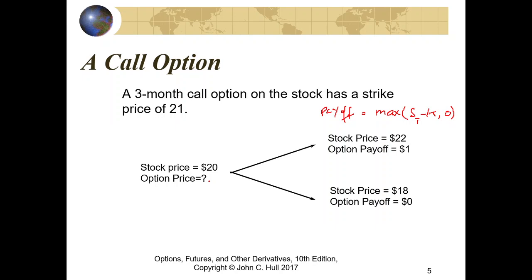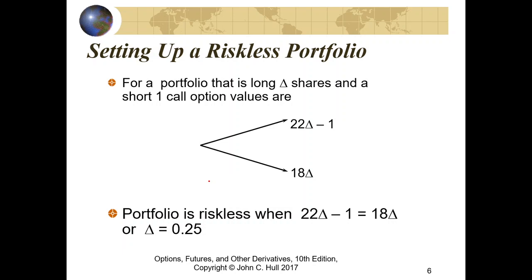Okay, how can we do this? Now, there are 2 methods. One is by setting up a riskless portfolio. Why would we want to set up a riskless portfolio? Well, we know that the price of the stock will either increase to 22 or decrease to 18.